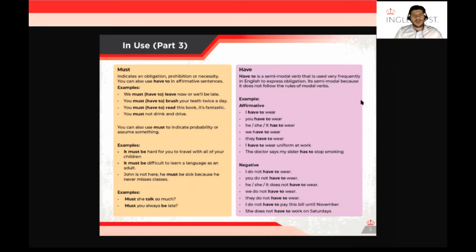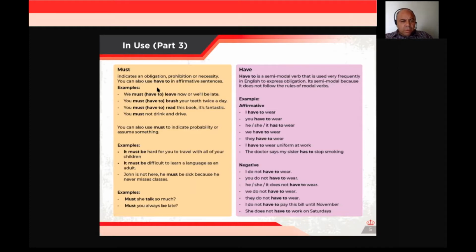Okay, in use part 3, we have reached the part where we have must and have to. Let's begin with must. Must indicates an obligation, prohibition, or necessity. You can also use have to in affirmative sentences. So we have some examples here. Gonzalo, could you read them, please? Skip the have to.